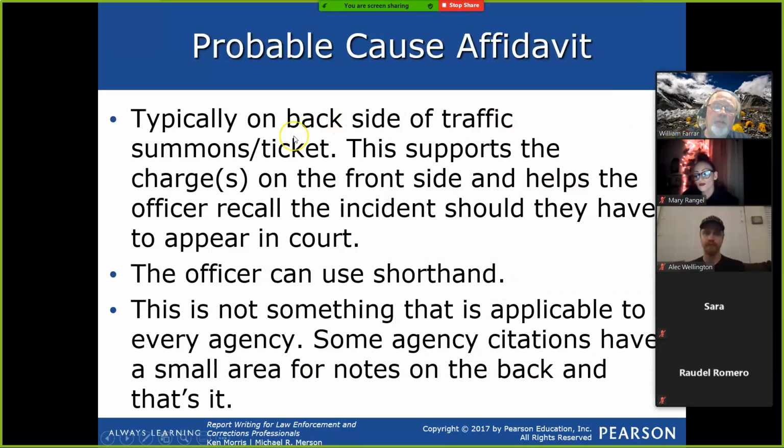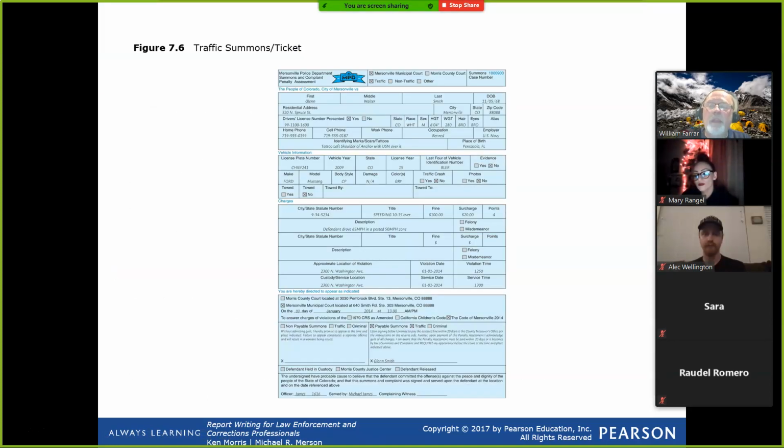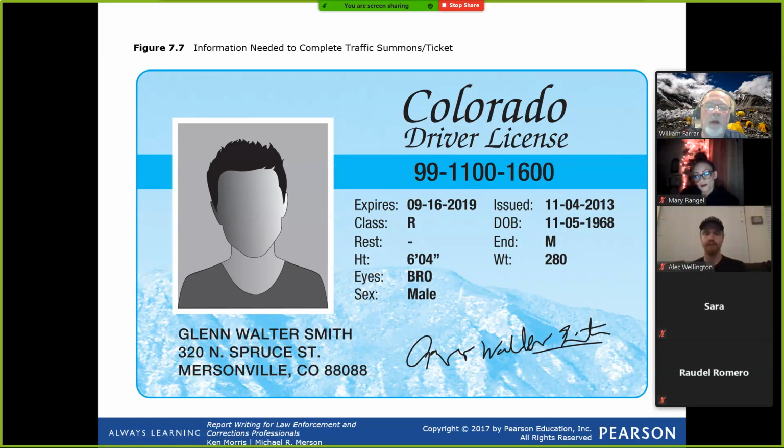Again, some tickets, depending upon what agency you work for, have some lines on the back where you can actually list why you stopped them. I think it's a little redundant, but you can. You can use shorthand if you want to write notes in that little area. They gave you a couple of examples in your textbook of citations where you can put a little narrative in there if you want. Most California tickets don't have a lot of that.